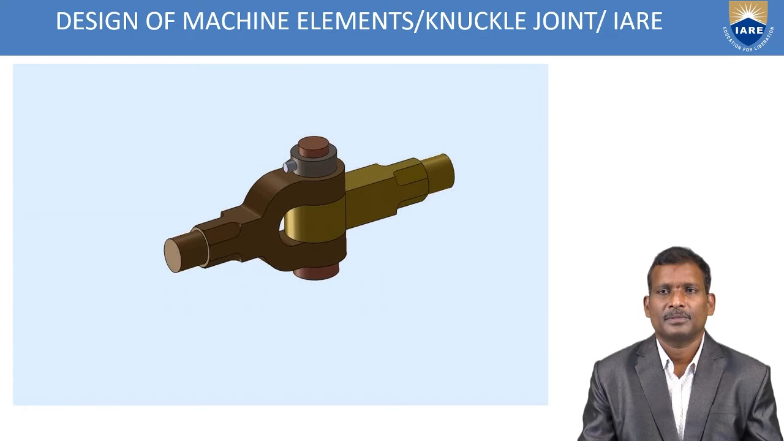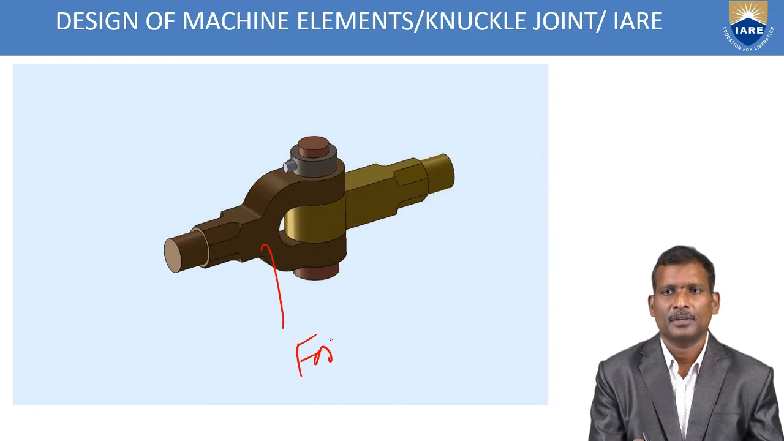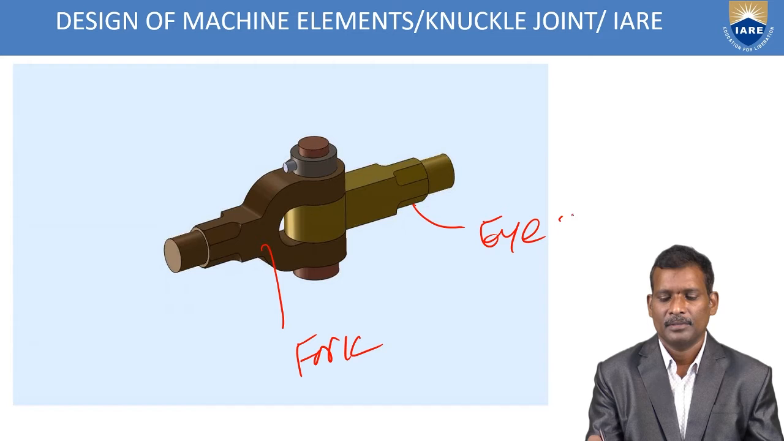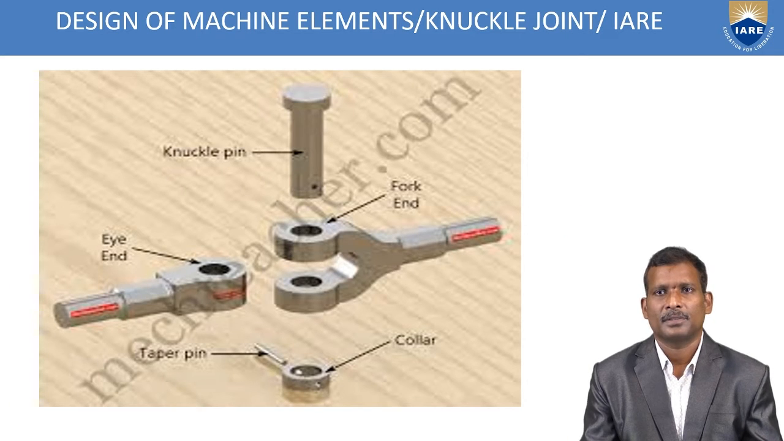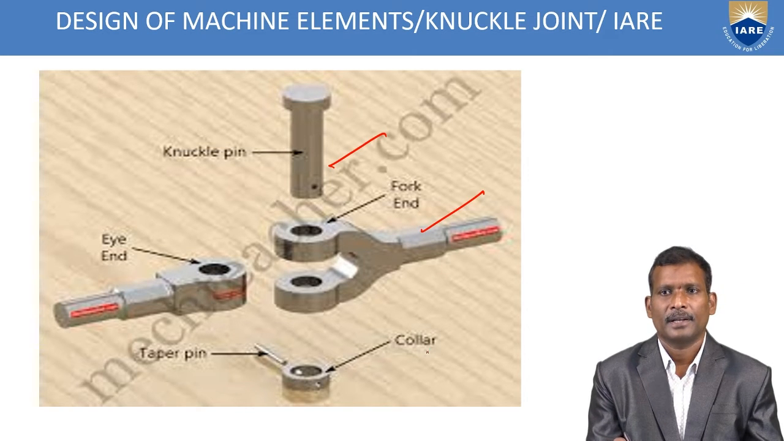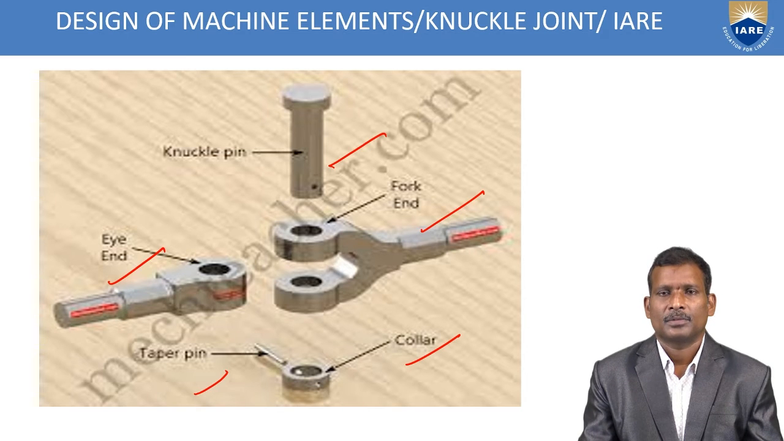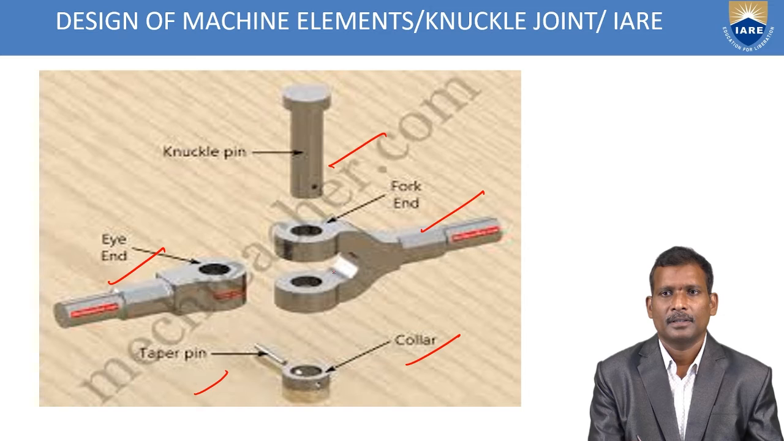See, this slide shows the assembly of a knuckle joint. Mainly it consists of two rods: one is the eye end and another one is the fork. This one is called the fork, this one is the eye rod, and the knuckle pin. These are the main components of a knuckle joint. This slide shows the knuckle pin, a fork end and collar, taper pin, and an eye end. The eye end is inserted in the fork end and then it is assembled with the help of the knuckle pin.